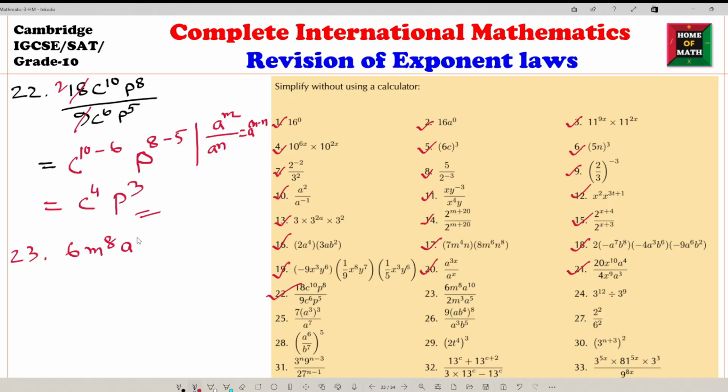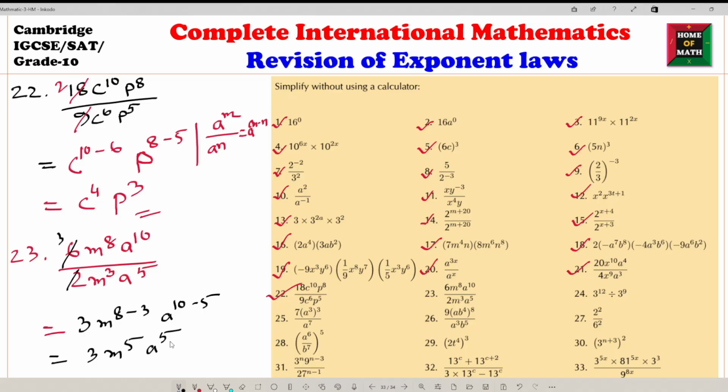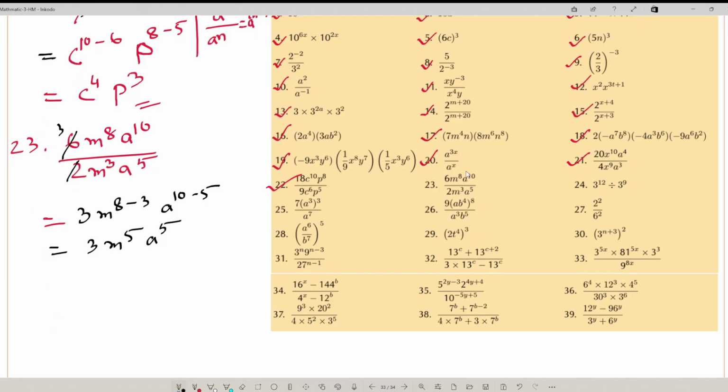6m^8 a^10 divided by 2m^3 a^5. So this one, 6 divided by 2 is 3, then m^(8-3) and a^(10-5). So our answer is 3m^5 a^5, right? 23 is also done.